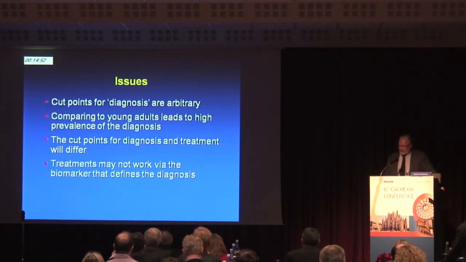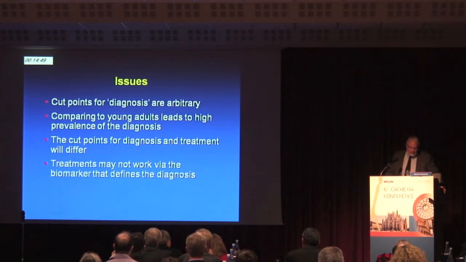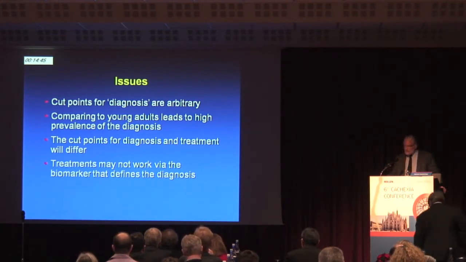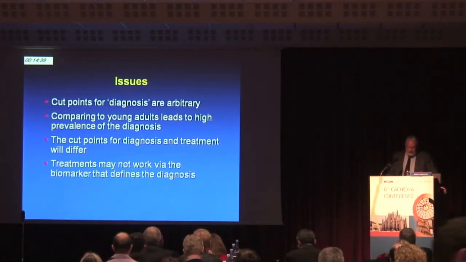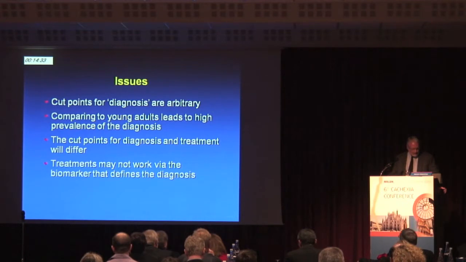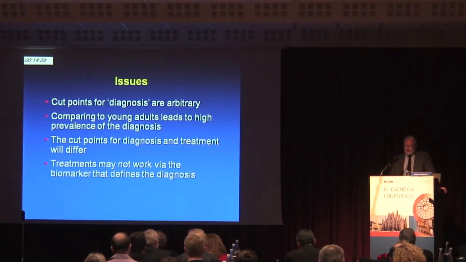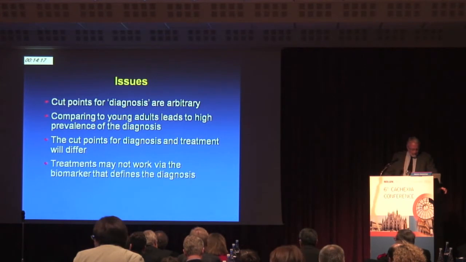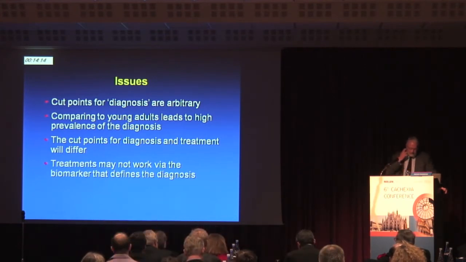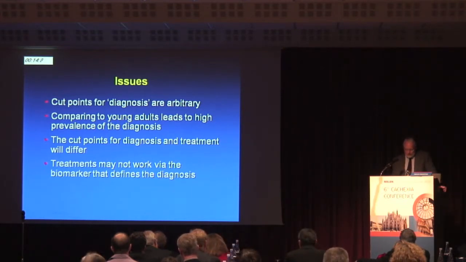And here are the issues that I'm going to try and go through one by one. By definition, cut points for diagnosis when you use measurements are arbitrary, necessarily arbitrary. And in addition, when you choose to compare to young adults, you'll generate a high prevalence of whatever diagnosis you make amongst women. And ultimately, as you develop drugs for the treatment of the condition, the cut points that you use for diagnosis will inevitably differ from the approach to treatment. And finally, treatments: issues will arise because treatments may not work by means of biomarkers that define the diagnosis, making it hard to consider these surrogate markers or use them in following patients.